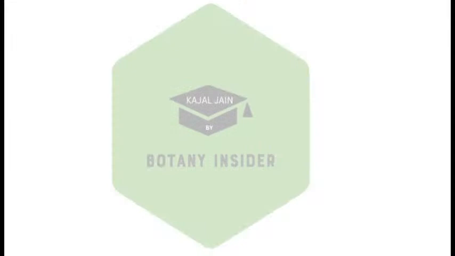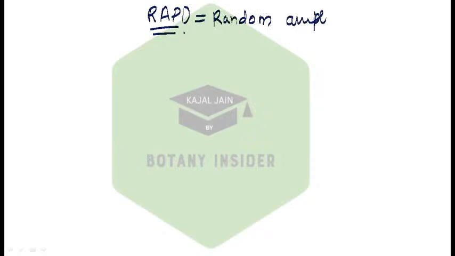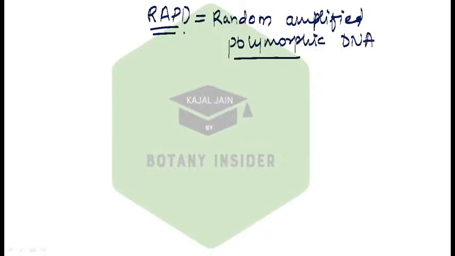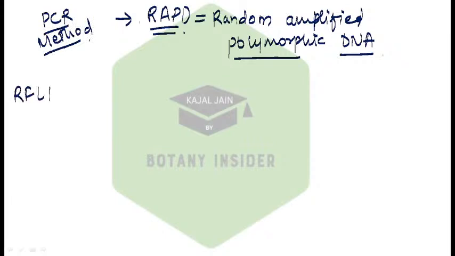So today's session is about the RAPD and AFLP marker. What is the full form of RAPD? It is random amplified polymorphic DNA. It is strictly based on the PCR method. The other marker which we studied, RFLP, was strictly based on restriction digestion.